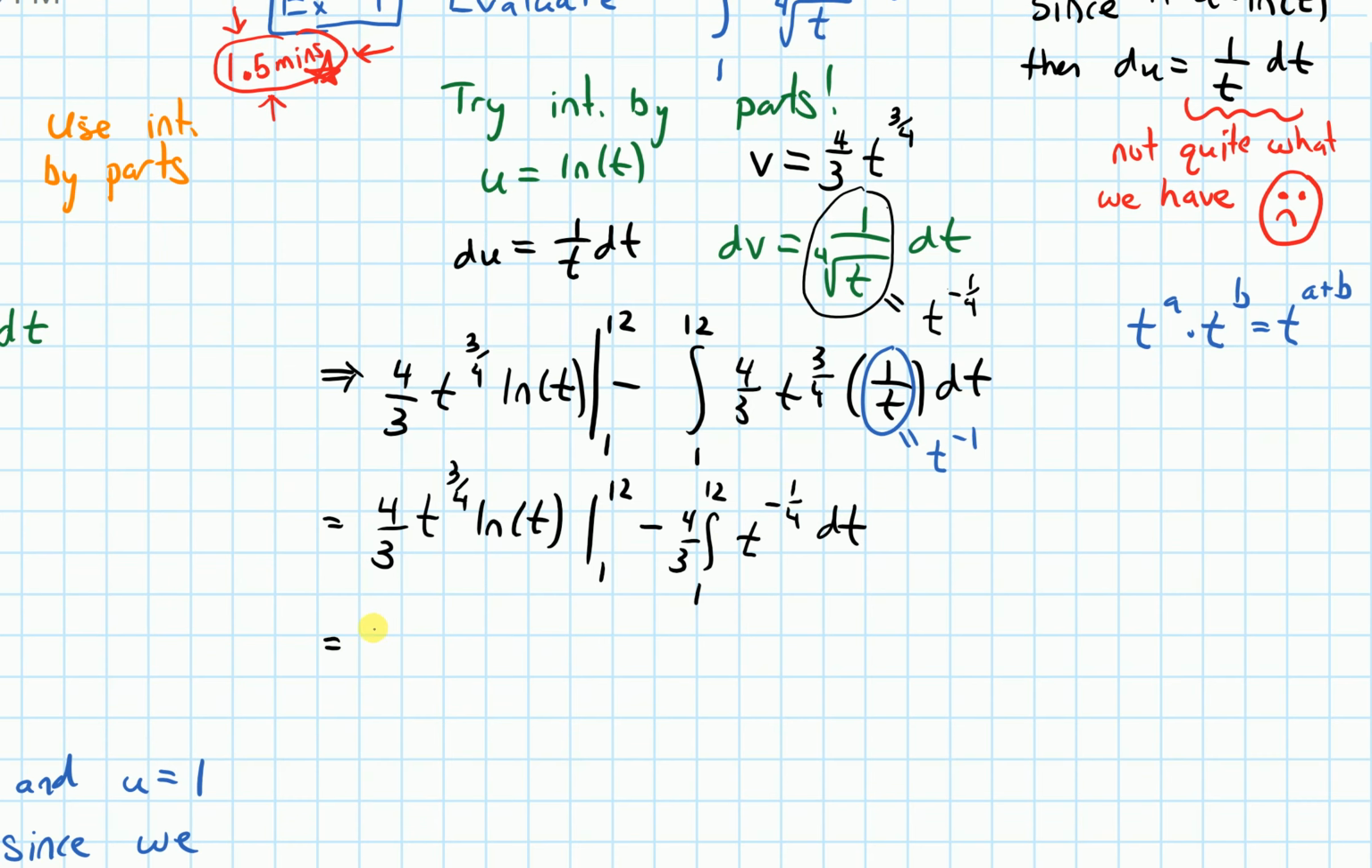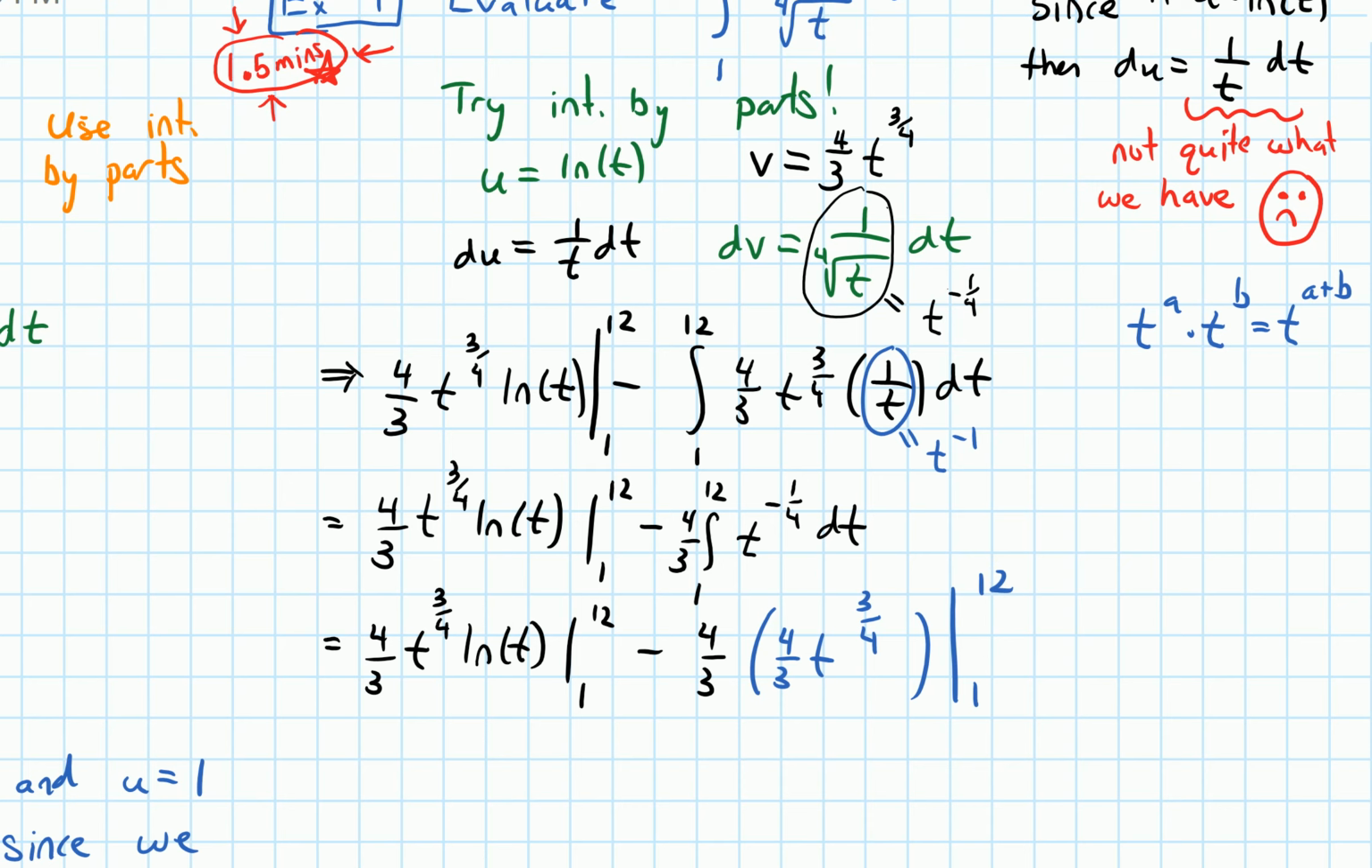We end up getting 4/3 t to the 3/4 ln of t. Need to plug in the 1 and the 12. Minus 4/3. Now we're ready to do this antiderivative. But we've actually already done the antiderivative of t to the negative 1/4 over here. The antiderivative is 4/3 t to the 3/4, doing some reverse power rule. Okay, and then I need to plug in 1 and I need to plug in 12 into this.